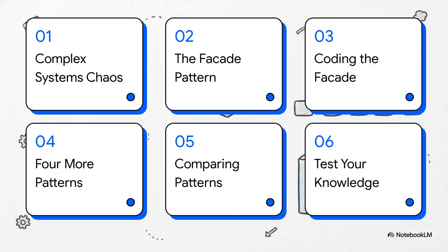All right, so here's our game plan for today. We'll kick things off by looking at the sheer chaos of complex systems. Then we'll break down the facade pattern and actually code it up. After that, we'll blaze through 4 more structural patterns, compare them all side by side, and wrap up by testing your pattern knowledge. Let's get right into it.